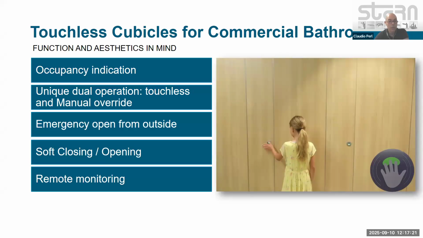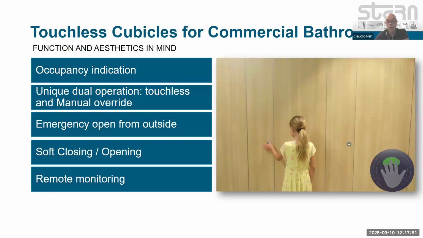So as we saw in the video before, the key points while specifying commercial WC touchless cubicles are, first of all, the occupancy indicator. As you saw in the video before, the LED light is on the handle. So when it's red it's occupied, when it's green it's free. So the users need to present their hand just to open and close the stall.